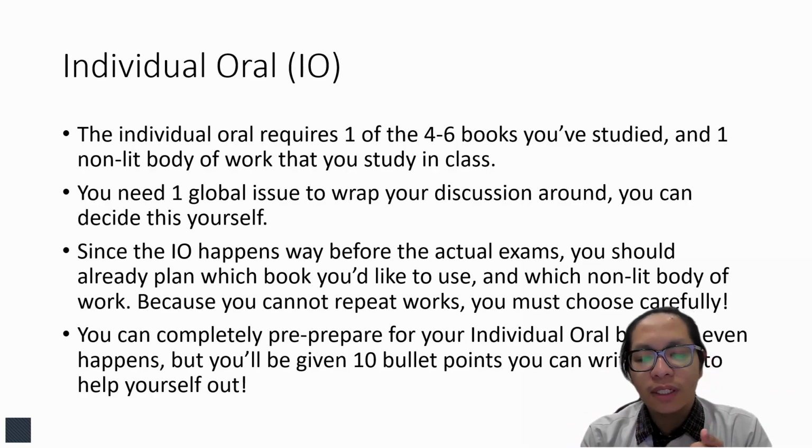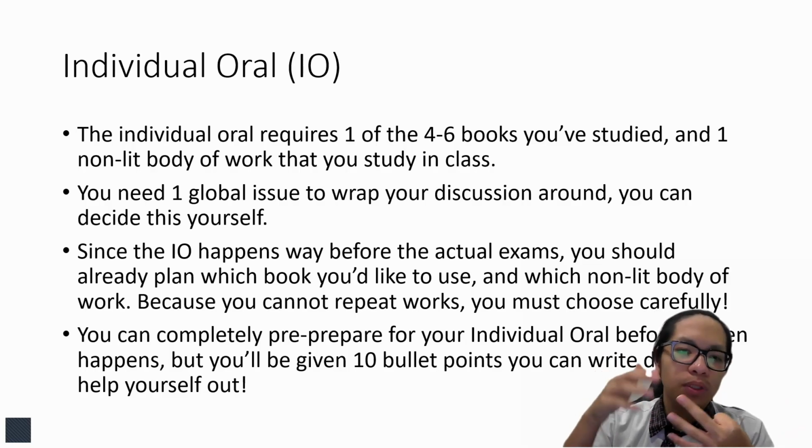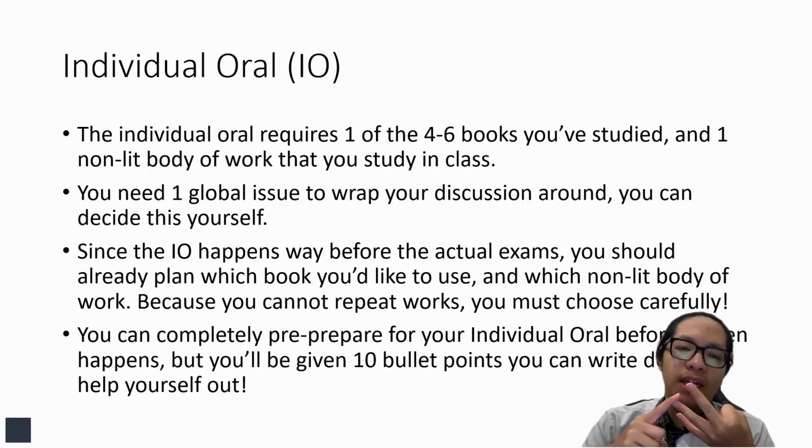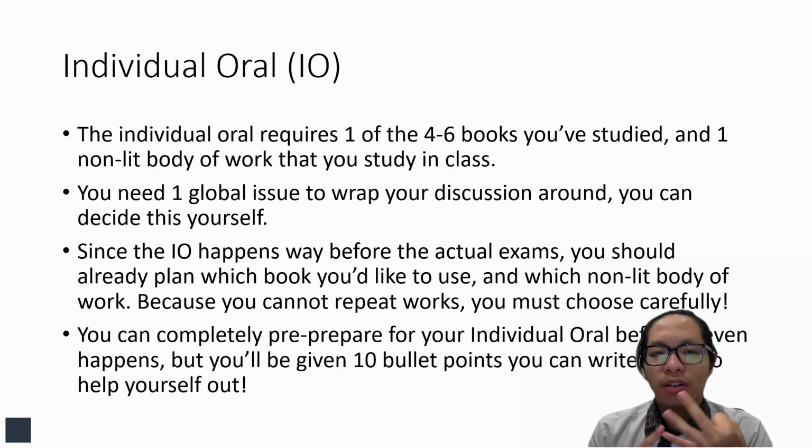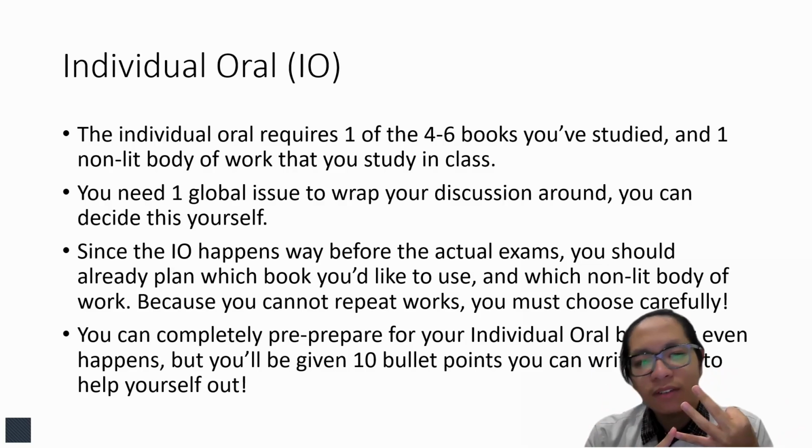And of course, you cannot repeat works, as it's absolutely necessary for you to use different works for every single thing you do. So paper two, you use story A, story B, but then for your IO, you cannot use story A, story B. You need to use story C, for example. So that's how the IO works.